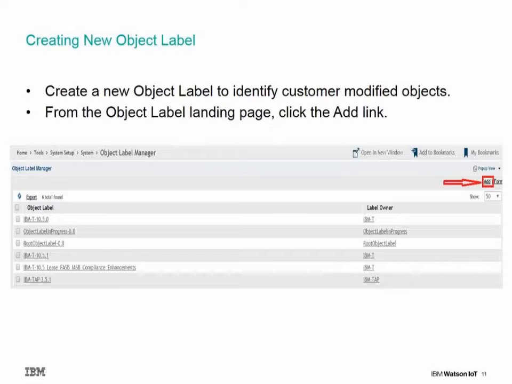Creating new object labels. As mentioned, customers will want to create their own object labels to manage their object modifications as well as any new objects. To do this, from the Object Label Manager landing page, click the Add button.